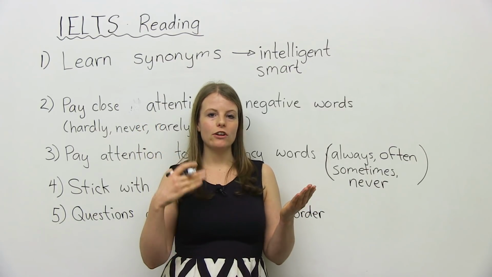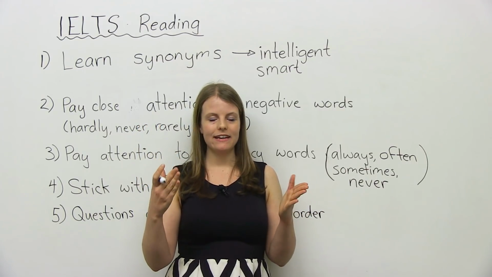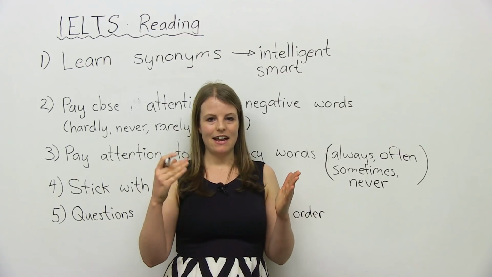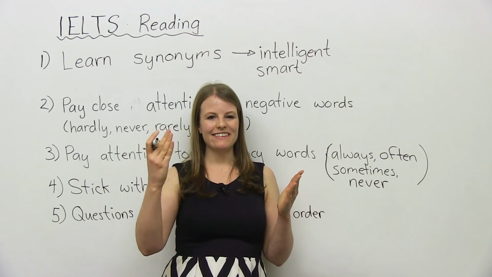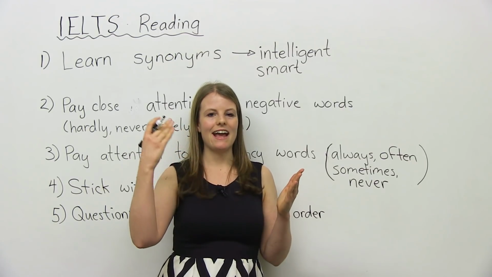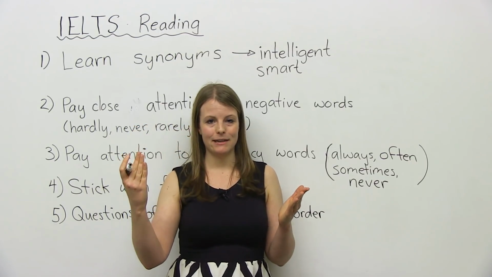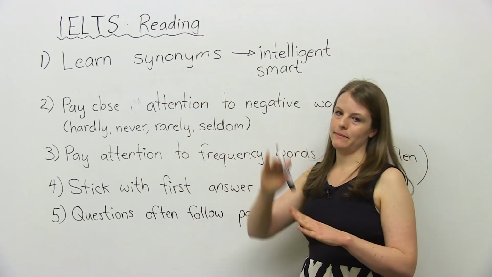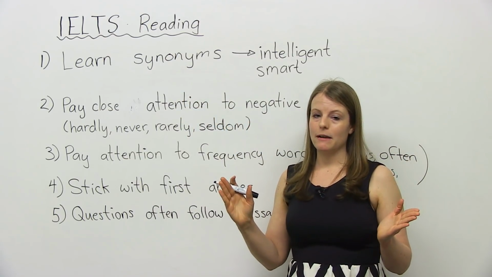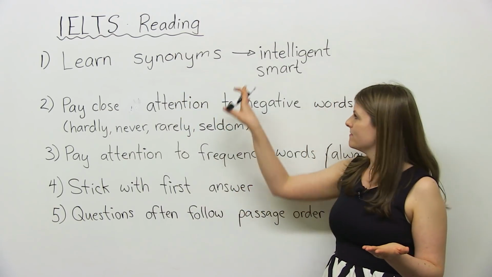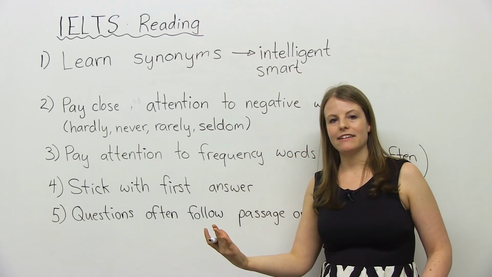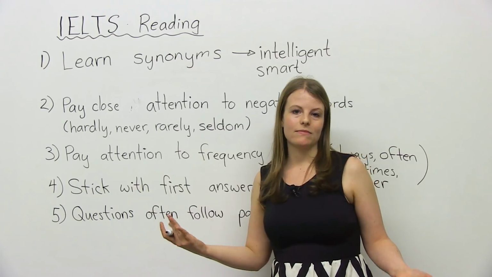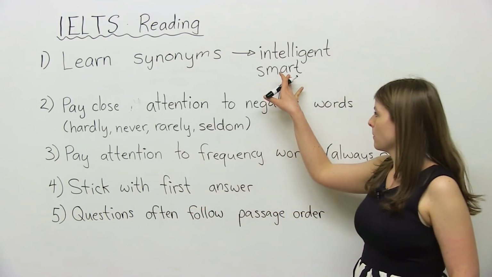Now, one way to do this is looking at keywords. You might see a keyword in the question, and you're looking for that same word in the reading passage, but they often don't use the same words in the question and the reading passage. Oftentimes, they will use synonyms. So, for example, maybe in the question, the keyword is intelligent. In the reading passage, the word that you'll actually need to find is smart.